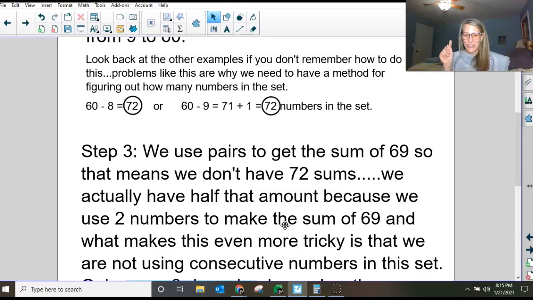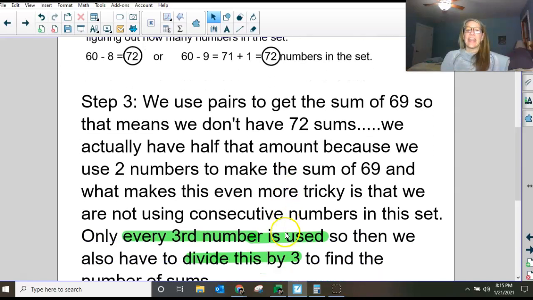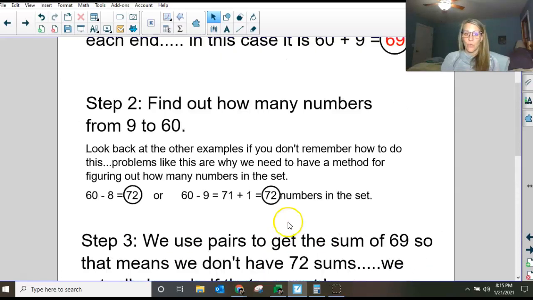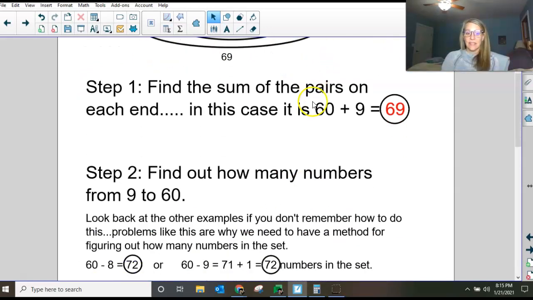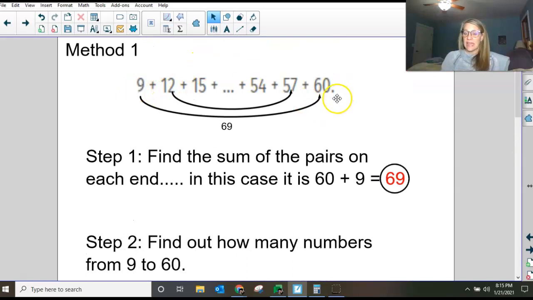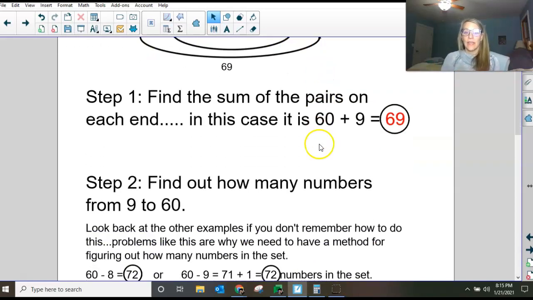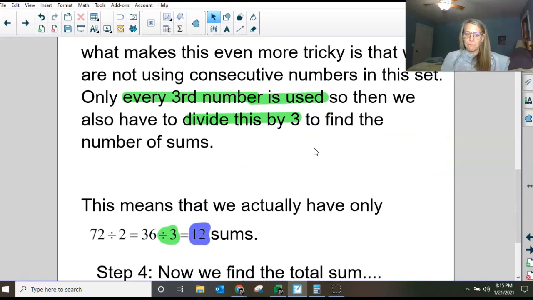And this is where it starts getting a little tricky. On top of that, only every third number is being used. Okay, so let's think about that again. So in this string, I am pairing the numbers up. So yes, there's 72 numbers between 9 and 60, but I'm pairing them up, okay, which is the first thing. And then on top of that, it's only every third number. It's not consecutive numbers, one right after another, like 1, 2, 3, 4, 5, or 9, 10, 11, 12. Okay, so how do we deal with that?